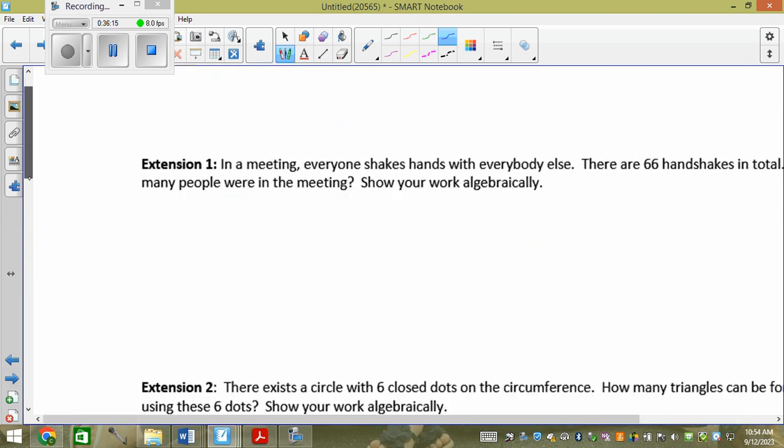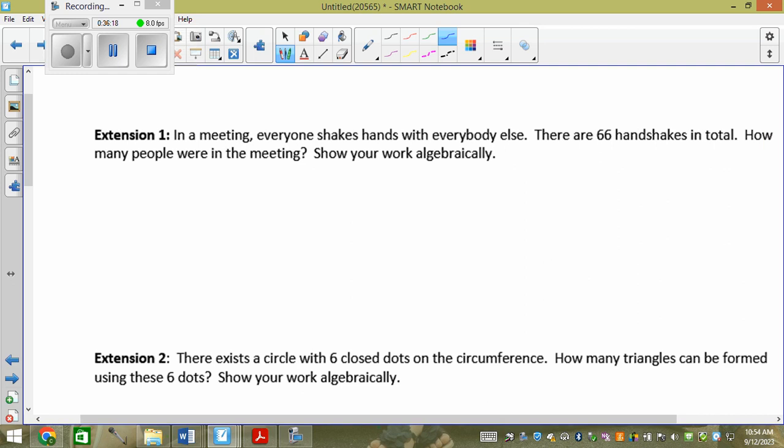Okay, the next one says... these ones I would star because they're forgotten about and they're harder, and you'll get something like this on a test. In a meeting, everyone shakes hands with everybody else. What we need to decide is, when we shake hands, how many people do we choose at a time?